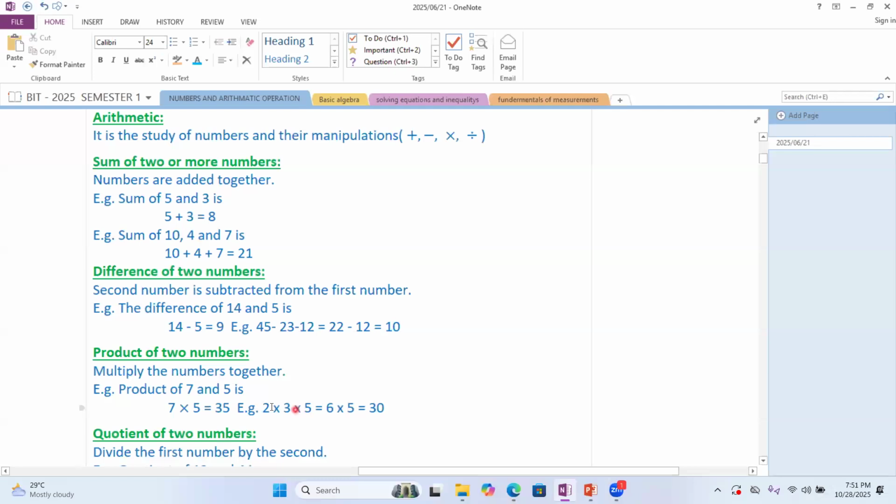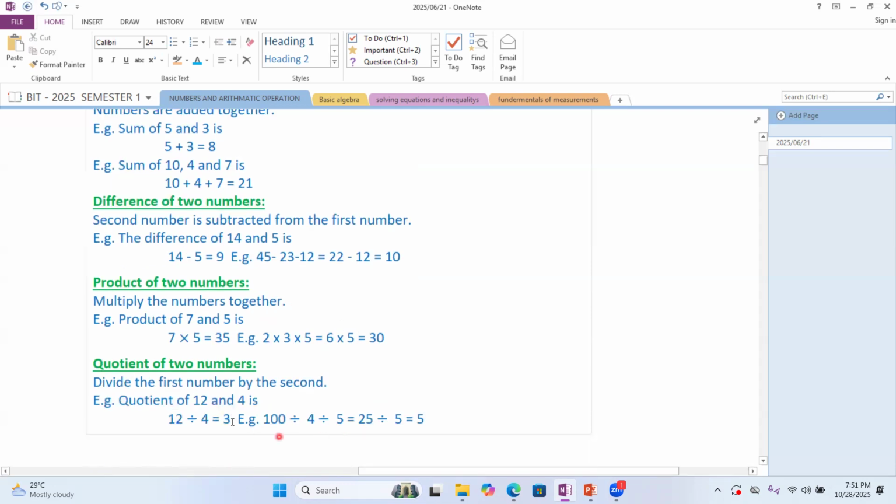Then we do the process from left to right. So we write from left to right: 2 multiplied by 3 multiplied by 5. Then we first do 2 multiplied by 3, that is 6. 6 multiplied by 5 again, then we get the result 30.